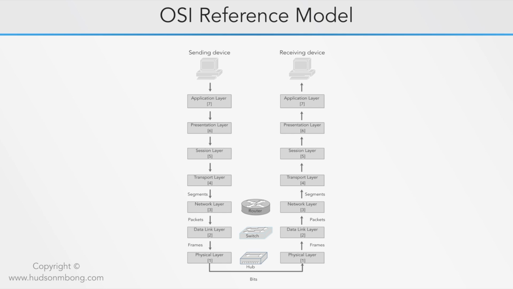As data is encoded with control information at each layer of the OSI model, the data is named with a protocol data unit or PDU in short. At the transport layer, the PDU is called a segment. At the network layer, it is a packet. At the data link layer, it is called a frame. At the physical layer, it is called bits.